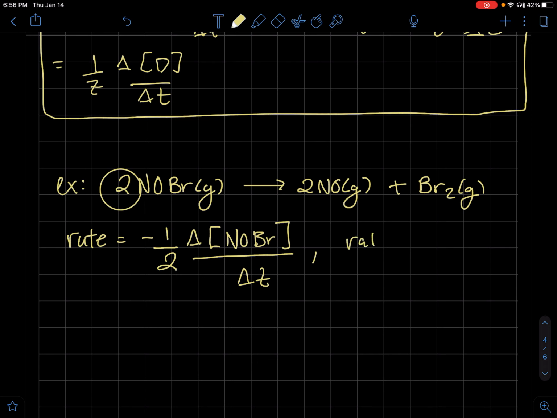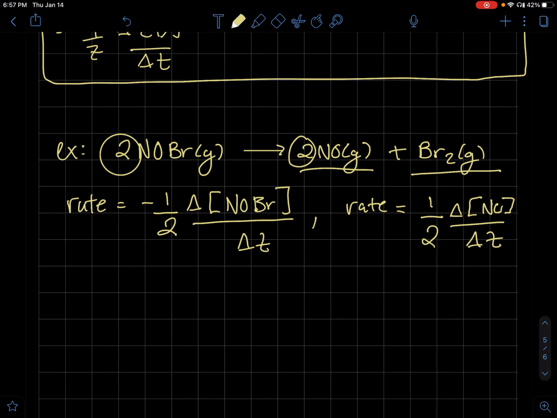We can write the rate of, let's say, NO. So rate equals 1 over 2, right? We have a coefficient of 2 here, times the concentration of NO over change in T. Perfect. We have one more product, so we have to write the rate for that one as well. The rate is going to be equal to, there's no coefficient, 1 over 1 is just 1, so it's just going to be change in the concentration of Br2 over change in T.